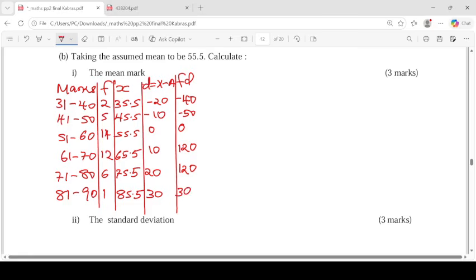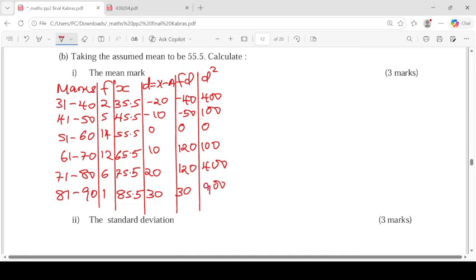Then after this, I can get another column, which is called the D squared column. With the D squared column, I'm squaring the D values. So negative 20 squared is 400. Negative 10 squared is 100. 0 squared is 0. 10 squared is 100. 20 squared is 400. 30 squared is 900.